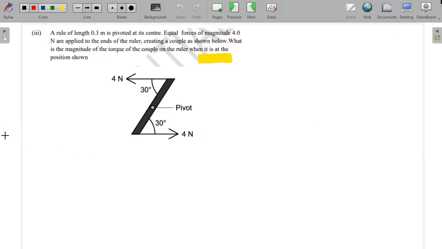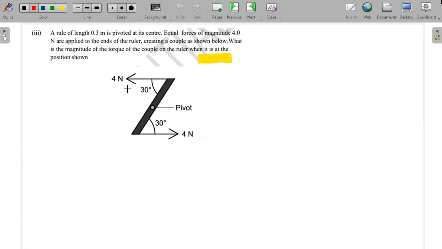Okay, so let's look at this question, which is saying a ruler of length 0.3 meters is pivoted at its center. Equal forces of magnitude 4.0 newtons are applied to the ends of the ruler, creating a couple as shown below. What is the magnitude of the torque of the couple on the ruler when it is at the position shown?